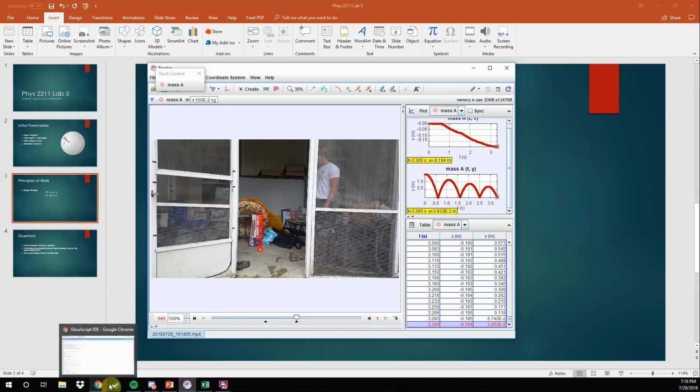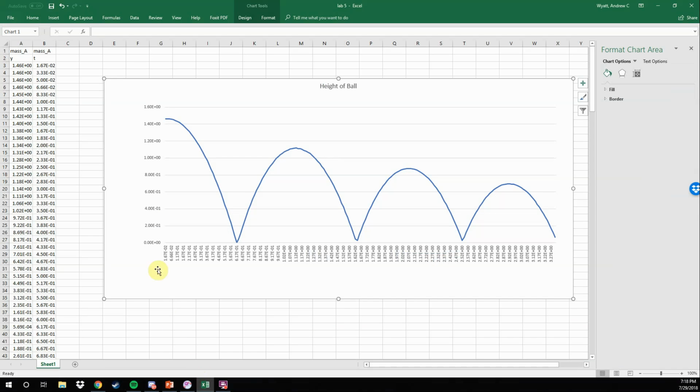Okay, so in my Excel file, as you can see here, the graph outputted had very smooth bumps as it went along. This was very helpful in visualizing the amount of energy lost during each of the bounces.